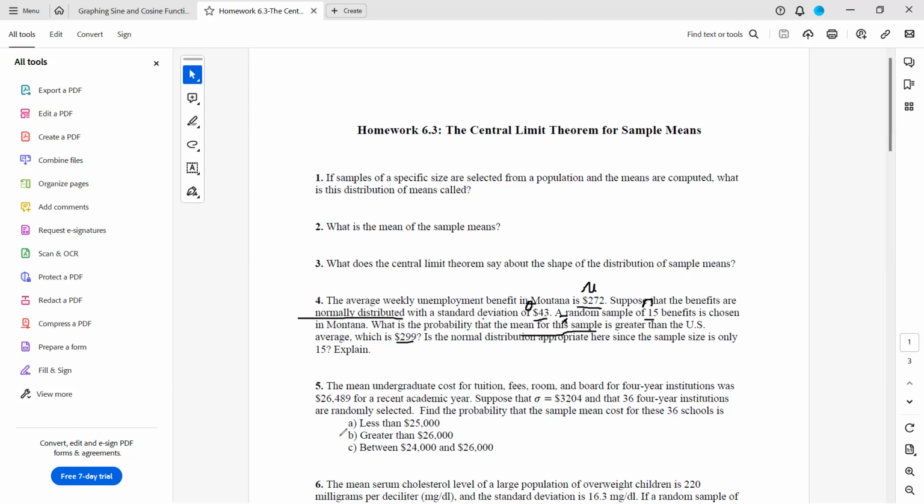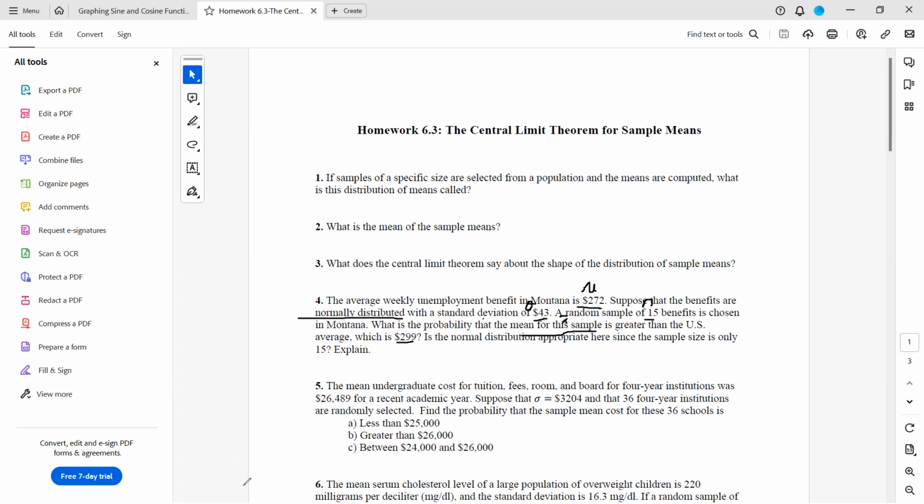I'm going to write my numbers down. So I have mu is equal to 272. Standard deviation is 43. N is 15. And the probability that X bar is greater than 299. So it's gonna look like this.